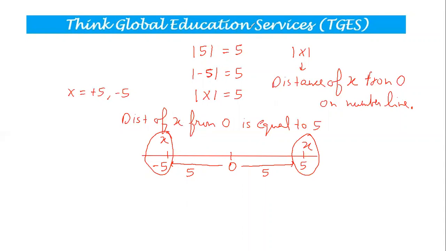Now let's go into more detail. We have learned that mod x is equal to 5. Now let's try to solve mod x is greater than 5. The same thought process. We are looking for the values of x whose distance from 0 is always greater than 5. If I go 5 points ahead, I will reach plus 5. If I go 5 points behind, I will reach minus 5. But this time I'm looking for the values of x whose distance from 0 is more than 5.